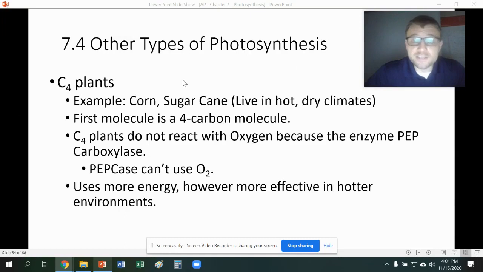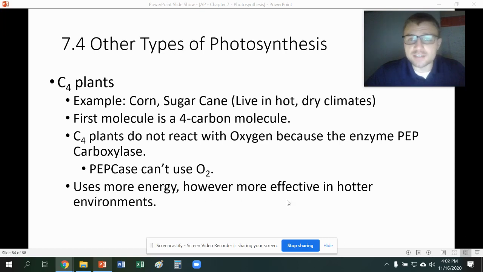So along come these C4 plants. C4 plants evolved a way around that photorespiration. The first molecule is going to be a 4-carbon molecule instead of a 3-carbon molecule. What C4 plants do is use this enzyme called PEP carboxylase instead of rubisco, mainly. It still has rubisco in it, but the main enzyme we're going to use is PEP carboxylase. It's also called PEPcase. So if you see PEPcase, just understand it's PEP carboxylase. PEP carboxylase doesn't use oxygen, so it can't use oxygen. That means it can't go through photorespiration.